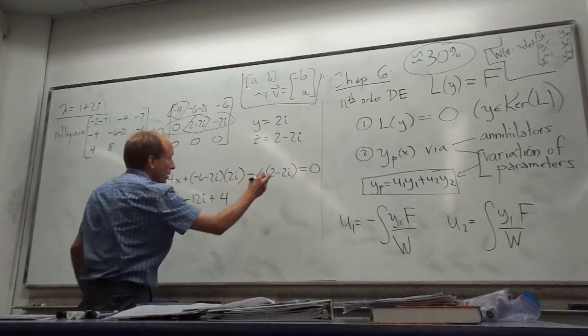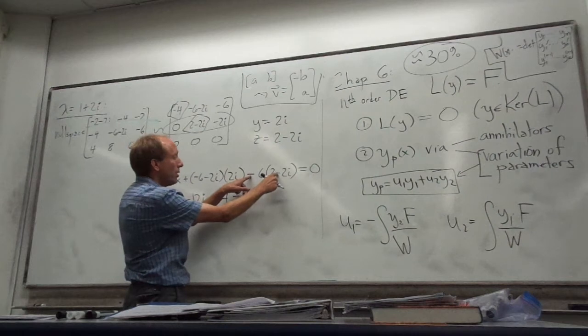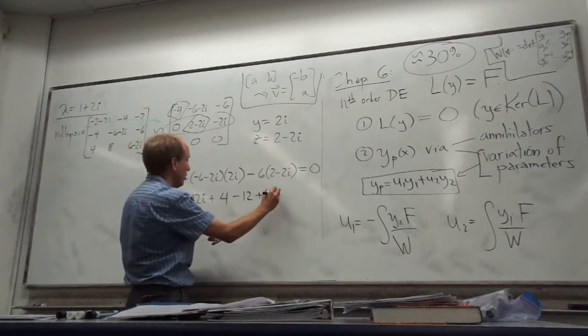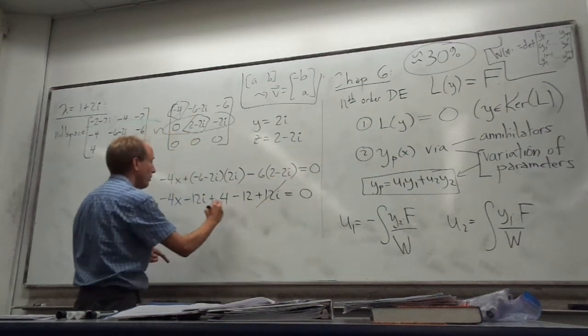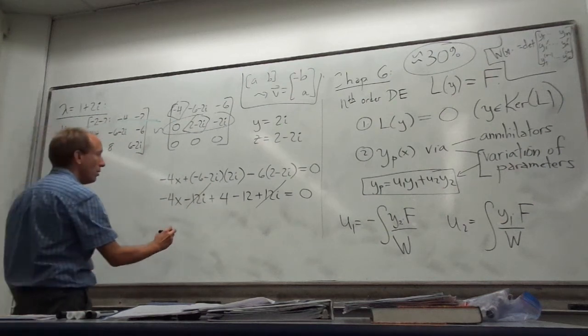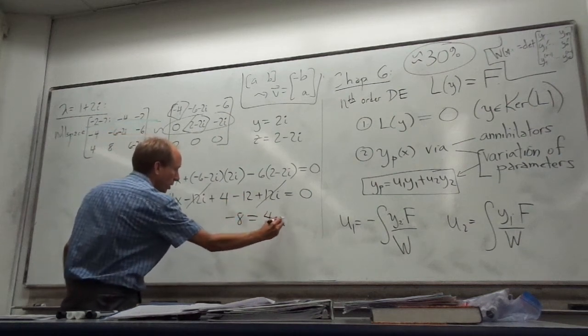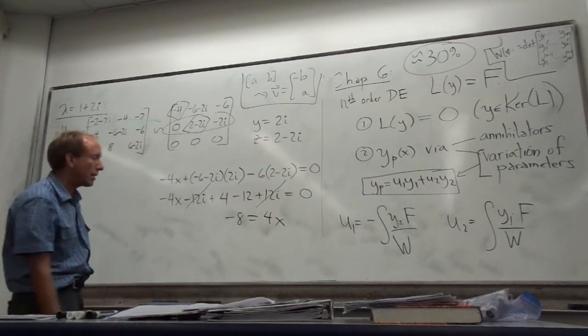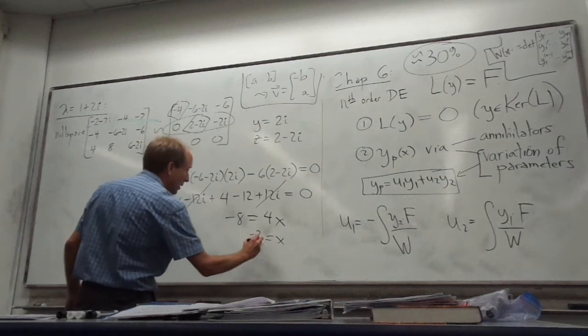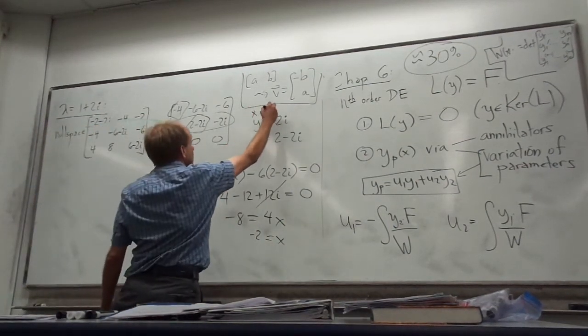Okay, and then what do I have over here? Well, I have a minus 12. And then I have a double negative again, so it becomes a plus 12i equals 0. The 12i and the minus 12i cancel. And now 4 minus 12 is negative 8, and I can put the 4x on the other side of the equation. So x at the end of this calculation finally is negative 2. Okay, x is negative 2.